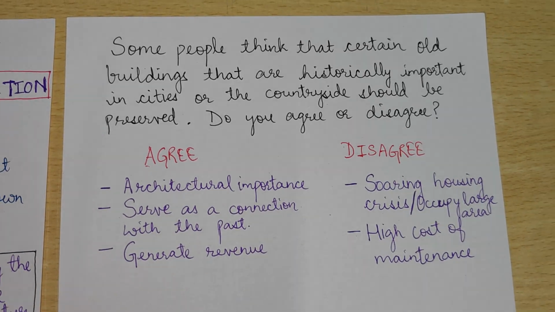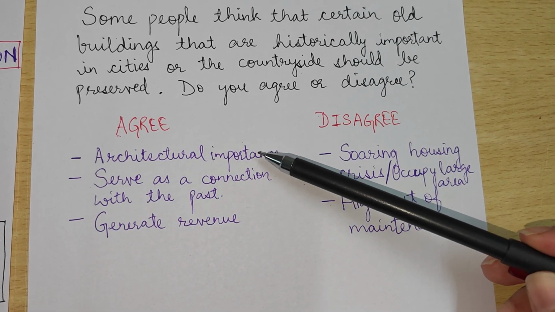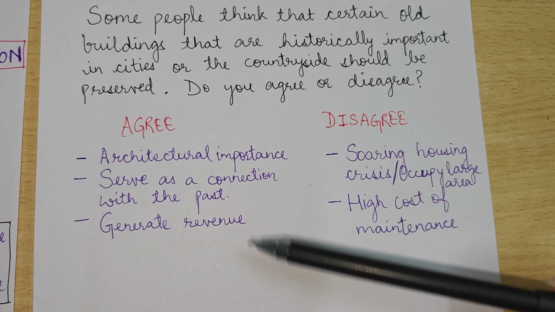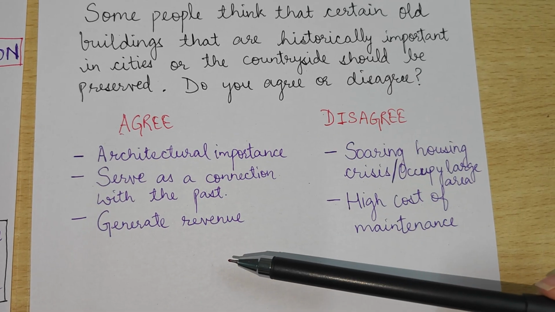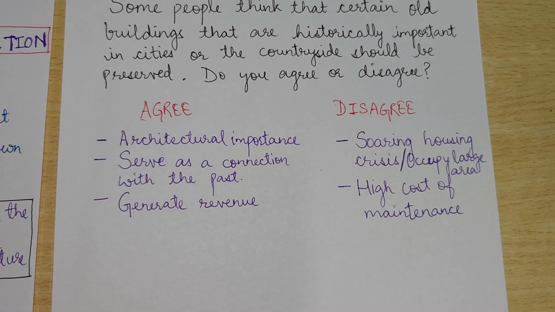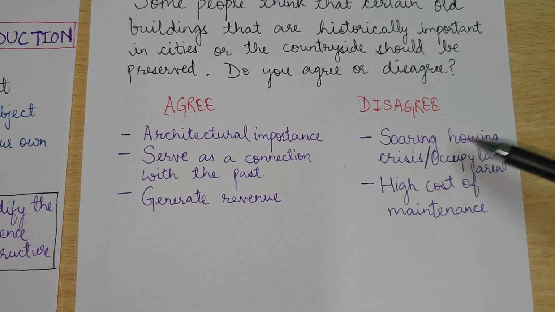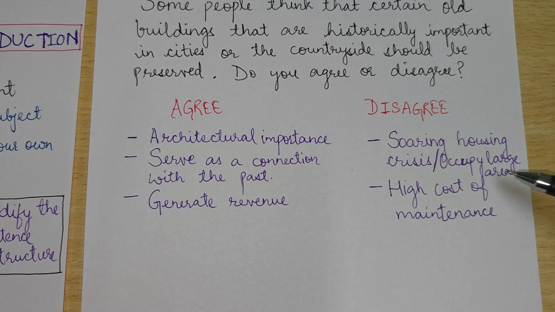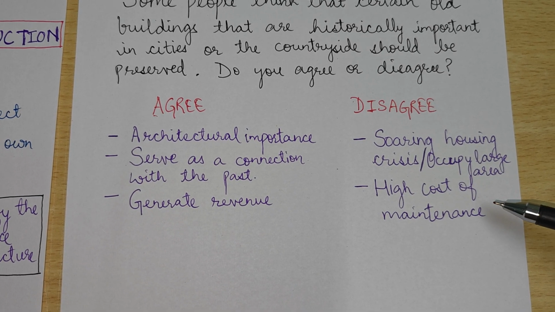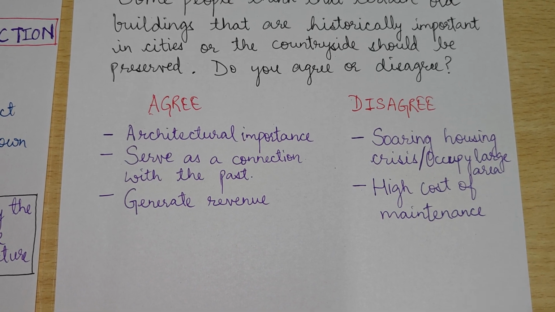If you agree with this statement, what could be the ideas? It could be that the buildings have architectural importance, or that they serve as a connection with the past, or that they generate revenue. You can pick either of these. And if you disagree, what could be the reasons? They occupy large areas, and there's a soaring housing crisis due to their occupancy of large areas. The other could be that they require a lot of money, meaning it's quite expensive to maintain them. That is, high cost of maintenance.